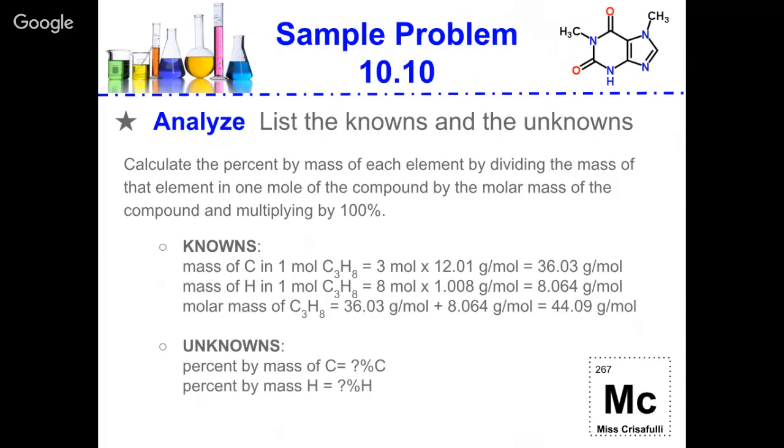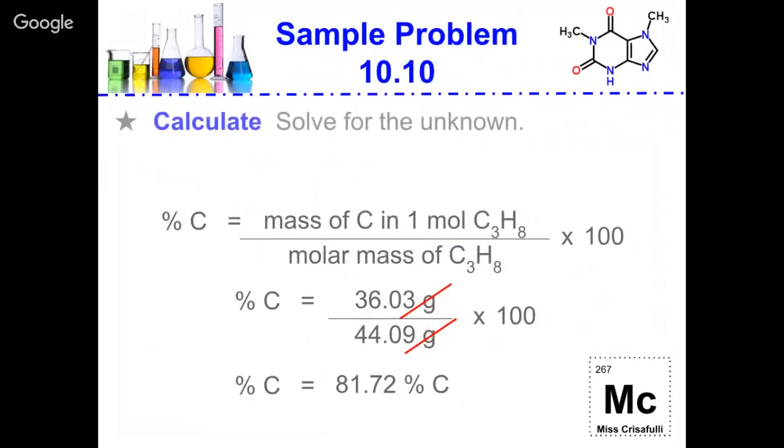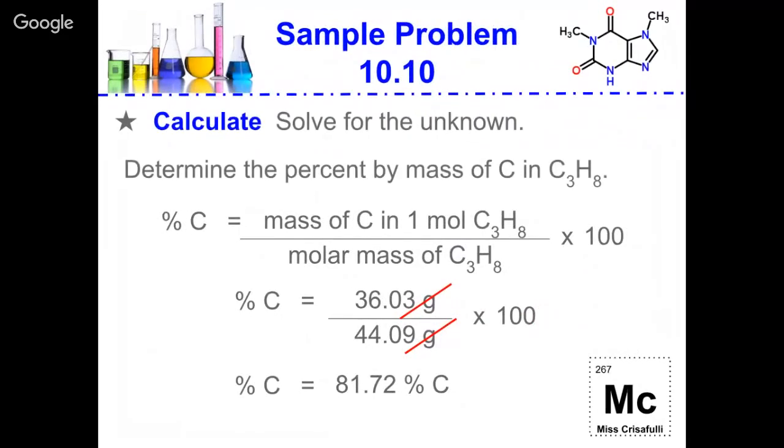So this is pretty easy. Basically, what you're going to do is take the mass of each element within the compound and divide it by the molar mass. So let's look at how that looks. If we were to determine the percent by mass of carbon in C3H8, we would take the mass of carbon in 1 mole of C3H8 over the molar mass of propane. So we would take 36.03 divided by 44.09 times 100, and we get 81.72% carbon.